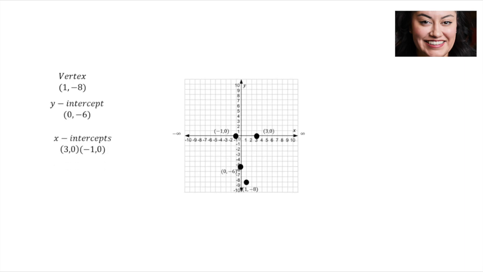We'll go ahead and connect our points with a U-shape because we are in the second power, and that gives a U-shaped graph. And next, we'll state the axis of symmetry. The axis of symmetry, we will look at our vertex, specifically our x value, because this x value cuts our graph in half. So our axis of symmetry is when x is equal to 1.